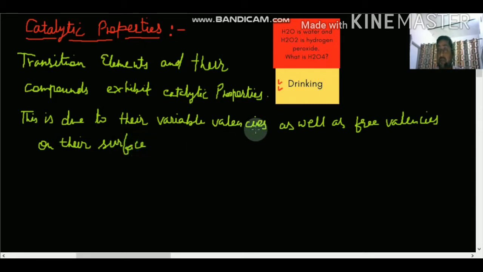Now, due to variable valency, they offer more freedom or more variety to the various substrate molecules, and due to free valencies, the substrate molecules may attach on their surface in the course of the reaction. So due to these two reasons, they show catalytic properties.